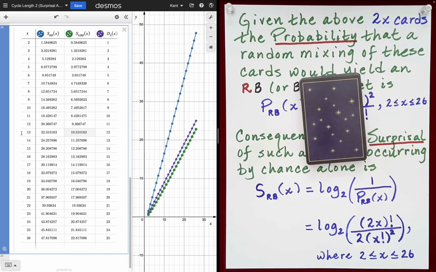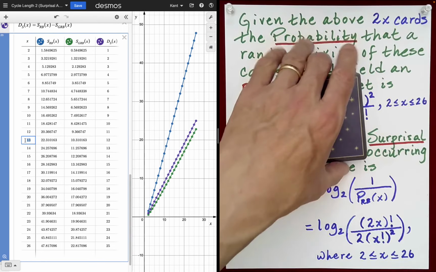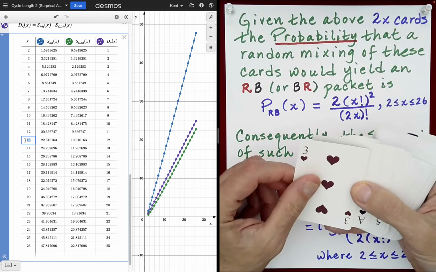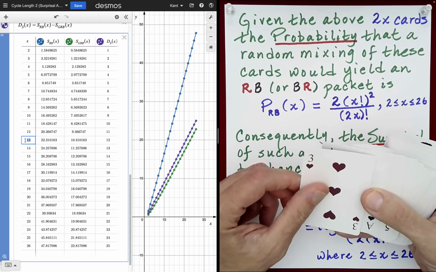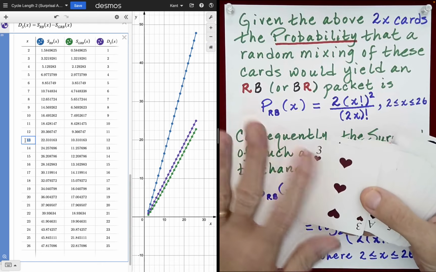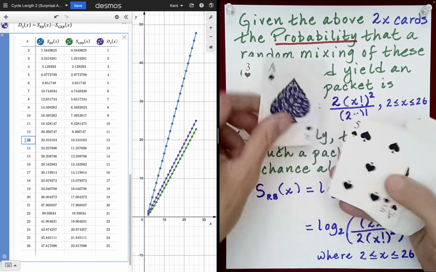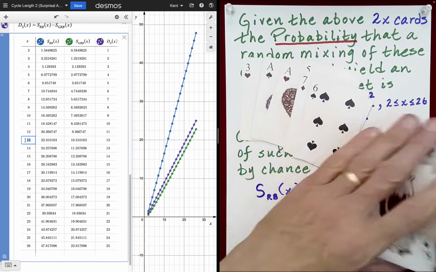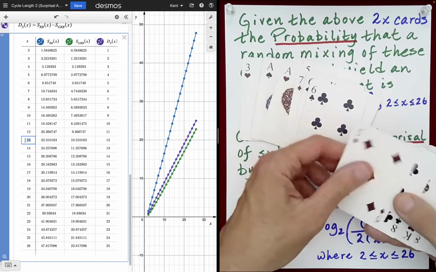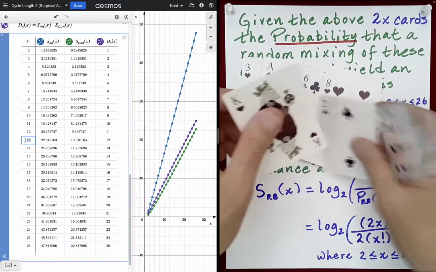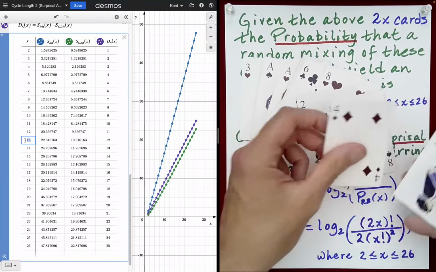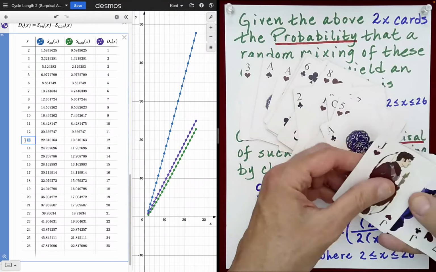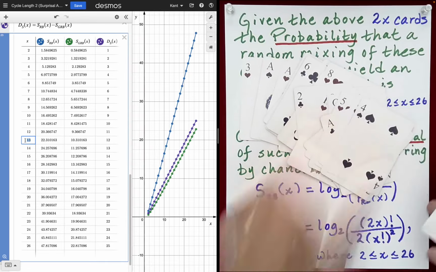So come over here. What is the case then is if we have 13 red cards and 13 black cards that begin as perfectly alternating. So let's do that first. So we get 1, 2, 3, 4, 5, 6, 7, 8, 9, 10, 11, 12, 13.